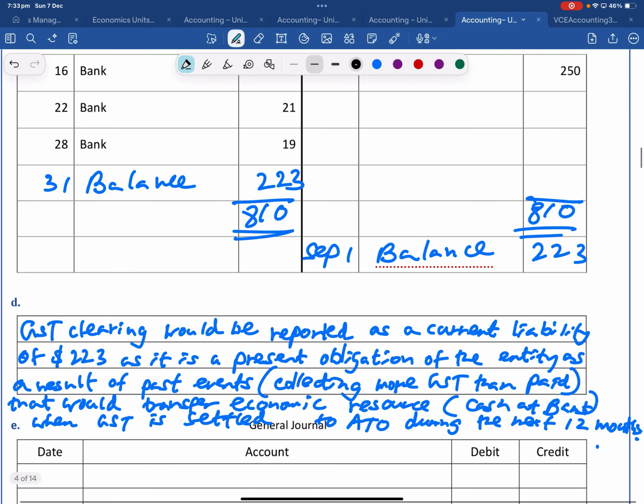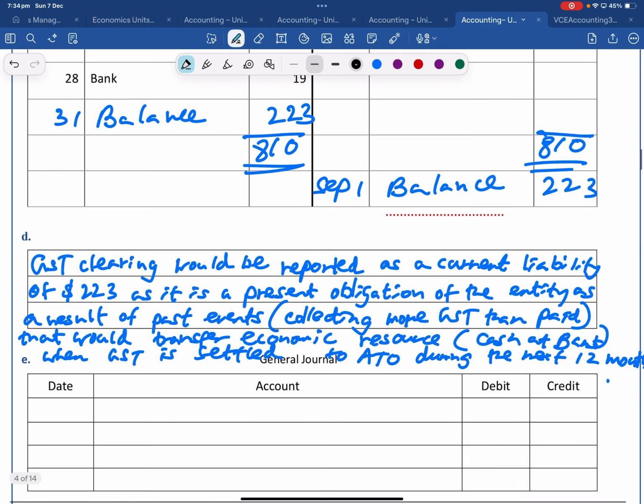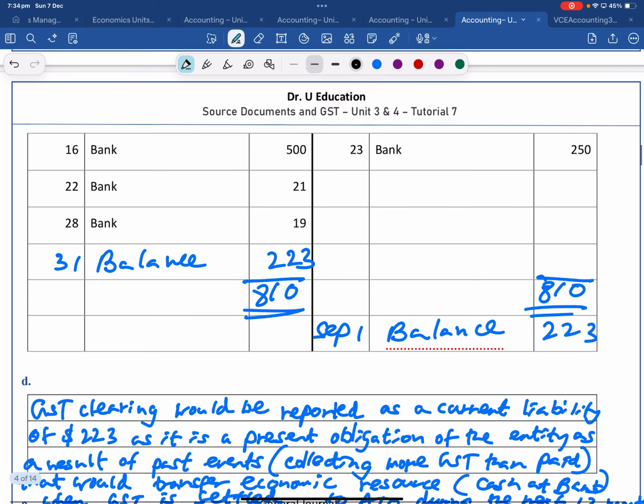So they are making the payment. What's the double entry for that? So I made a payment to the ATO. GST clearing is a liability and decreasing. Yes, GST liability decreases. Debit, very good. Where do you credit? Bank. Wonderful. So we can do the ledger accounts or general journal. Which one? Or both?